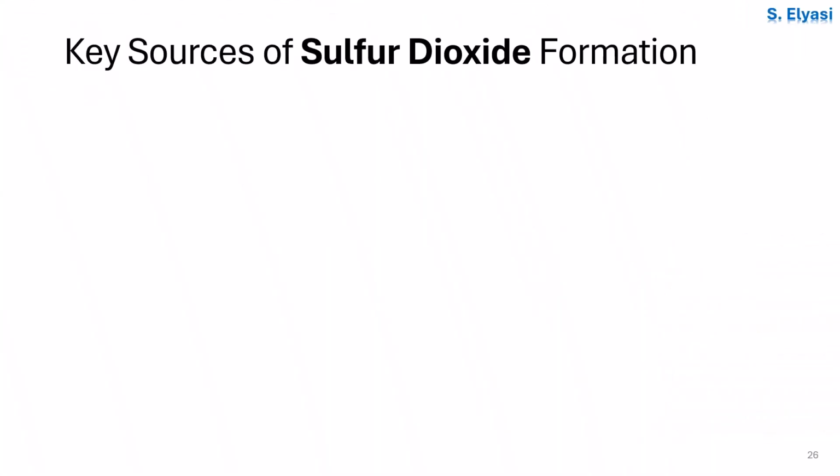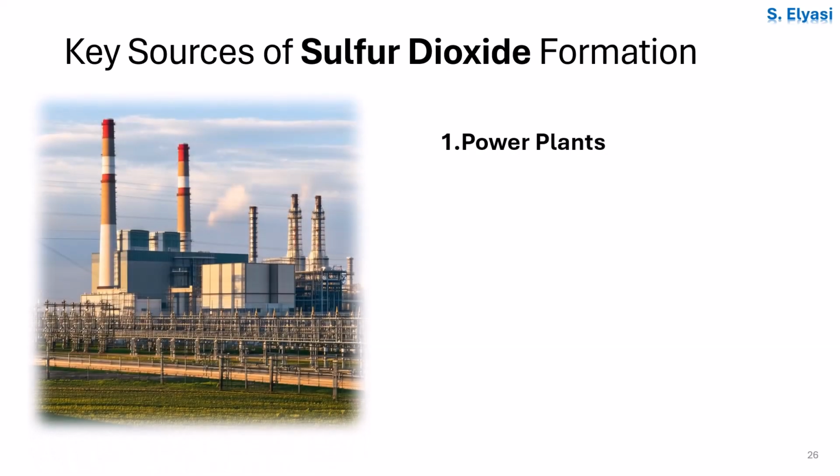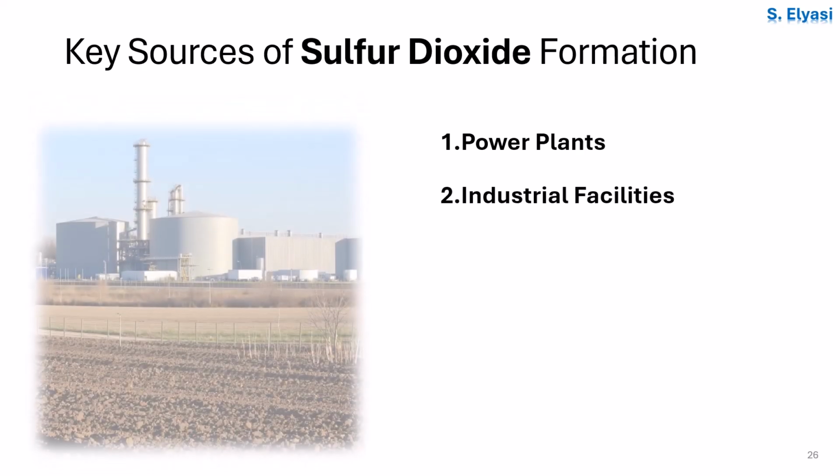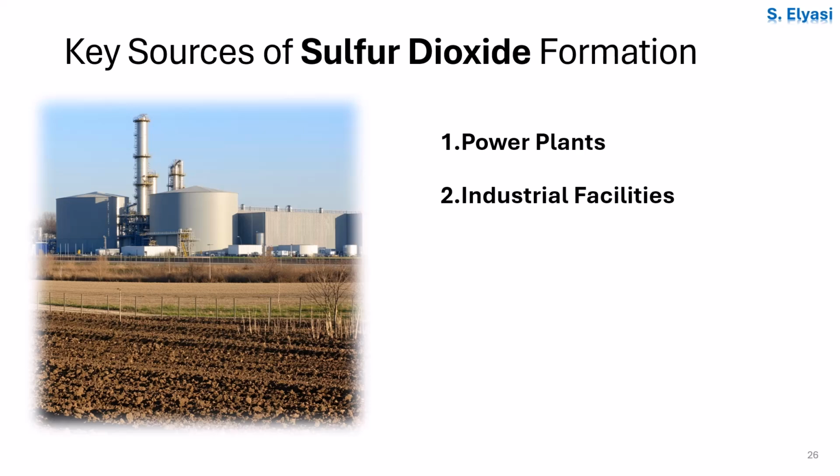Sulfur dioxide, SO2, is primarily produced from processes that burn sulfur-containing fuels, especially coal and oil. Major sources of SO2 emissions include power plants. The largest source of SO2 emissions comes from fossil fuel combustion at power plants that burn coal or oil to generate electricity. Industrial facilities, industries such as metal smelting, petroleum refineries, and manufacturing that burn sulfur-containing fuels, contribute significantly to SO2 emissions.